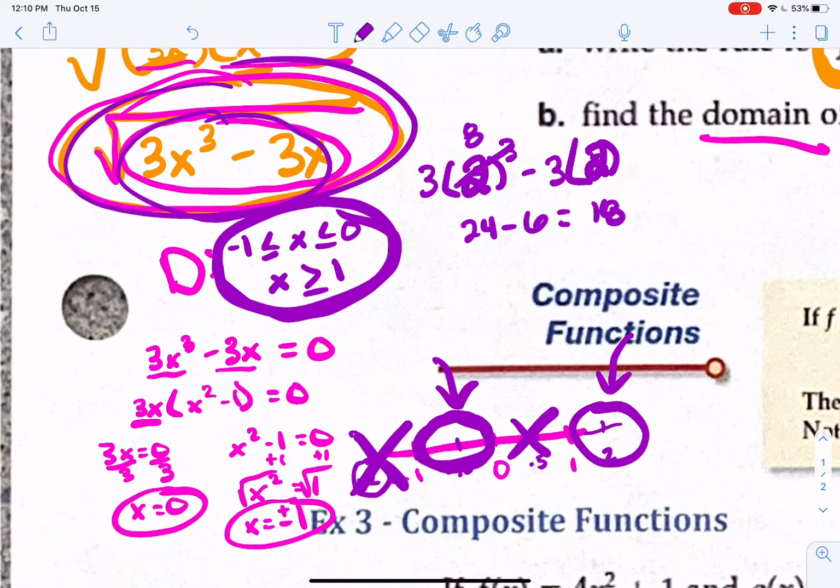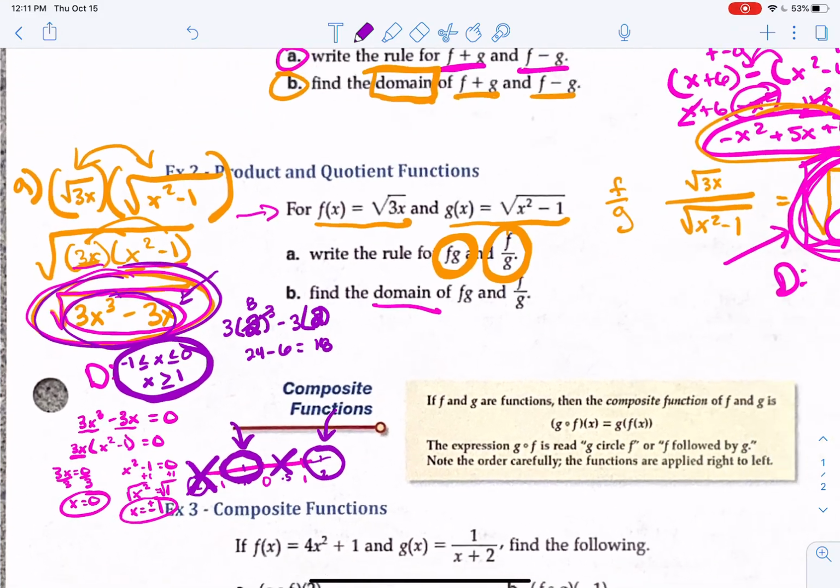That was really, really gross. Really gross, okay? So only numbers that are between -1 and 0 or numbers that are greater than 1 are numbers that I can plug into this and be safe, meaning I have a positive number and it doesn't have any problems, okay? Kind of gross for that one, all right?